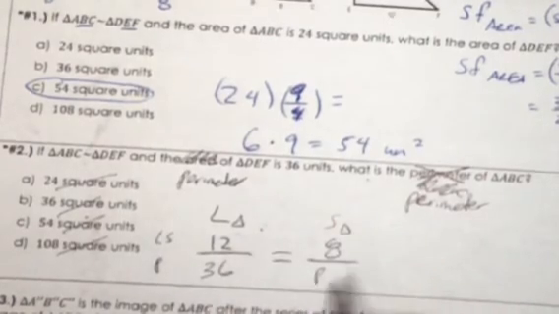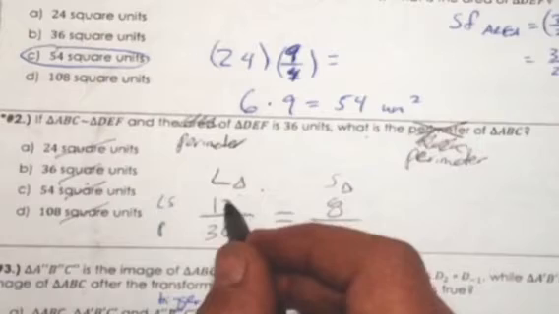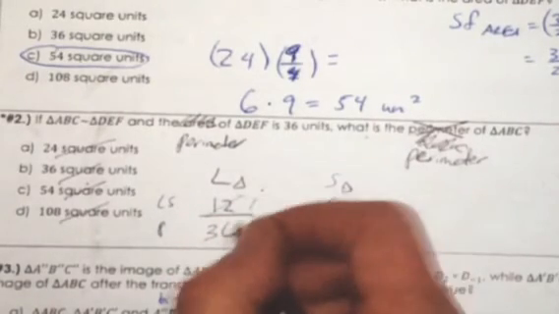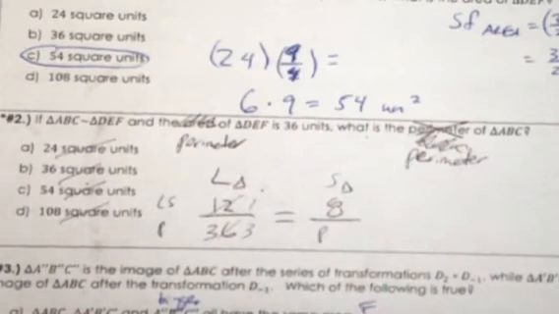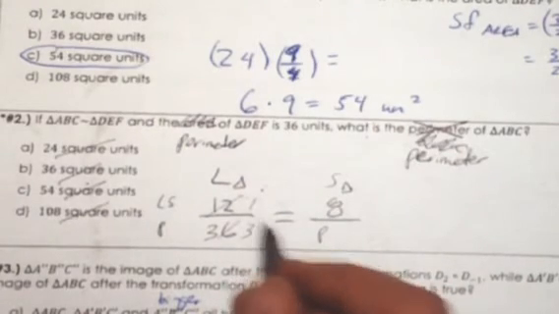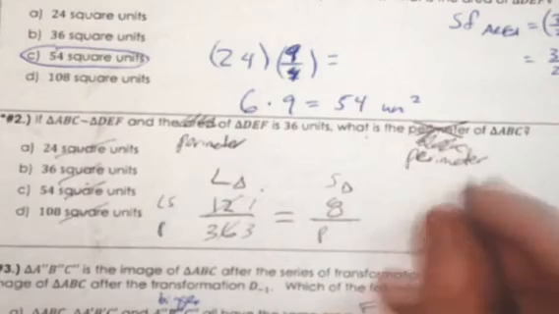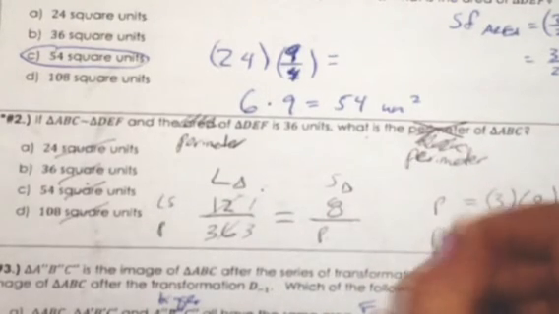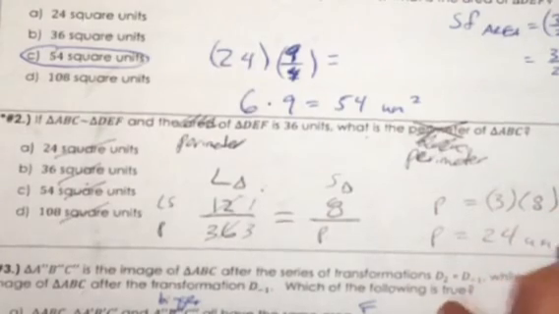Now, if you prefer to reduce this first, that would be a good idea. So you could simplify 12 over 36. This is 1 over 3. So now this multiplication is quite easy. You have 1 times P equals 3 times 8. So that means the perimeter of the smaller triangle is 24 units.